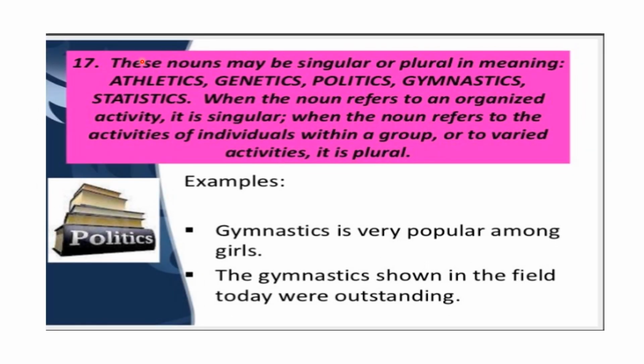The next rule: these nouns may be singular or plural in meaning. Athletics, genetics, politics, gymnastics, statistics. When the noun refers to an organized activity, it is singular. When the noun refers to the activities of individuals within a group or to varied activities, it is plural. So look at the first example. This noun, gymnastics, could be either singular or plural. But when it refers to an organized activity, then you're going to use a singular verb.